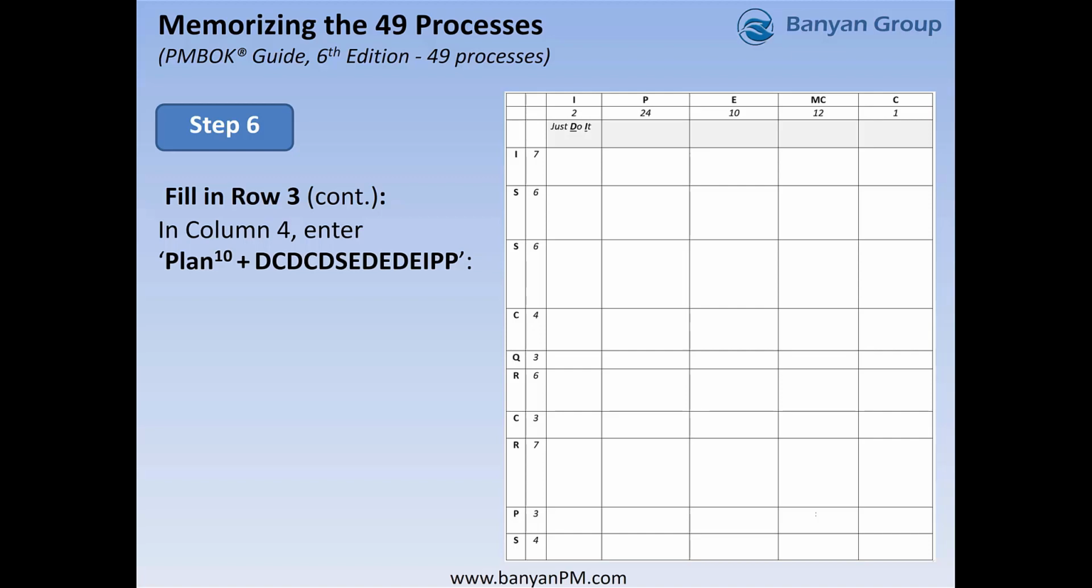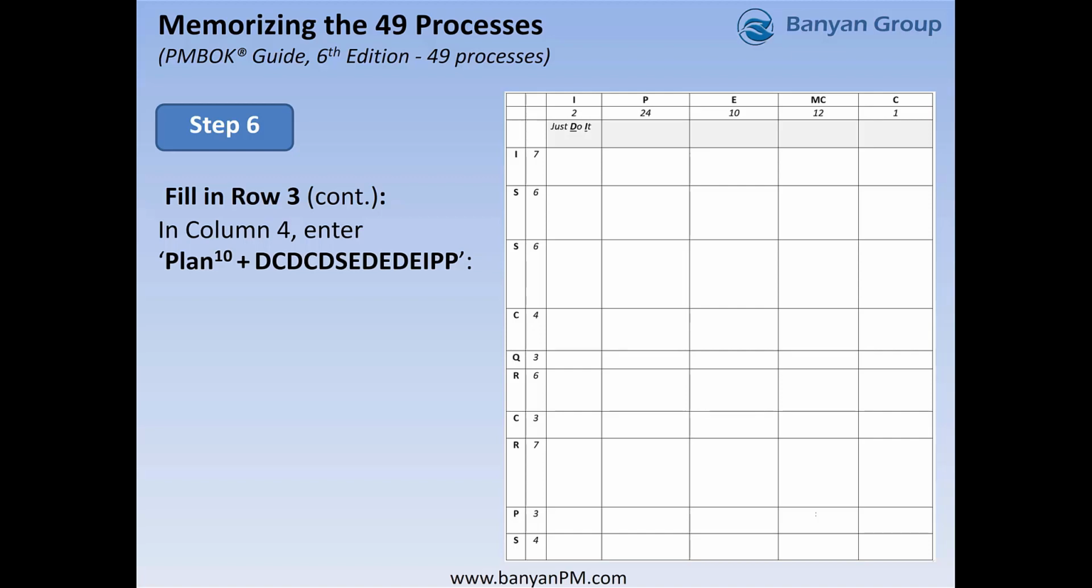Although there's 24, the good news is 10 of those 24 start with the word plan. And even better, the second word of those process names is usually the name of the knowledge area. So we'll see, for example, plan scope, plan schedule, plan cost, plan quality, etc. And so when it comes time to fill them in, it will be fairly straightforward. So that will help us with the Plan 10. What about the other 14?